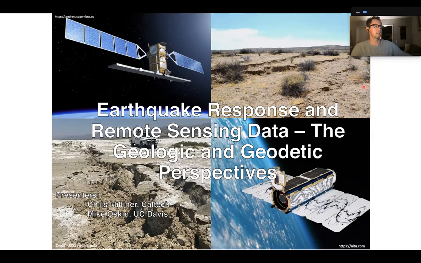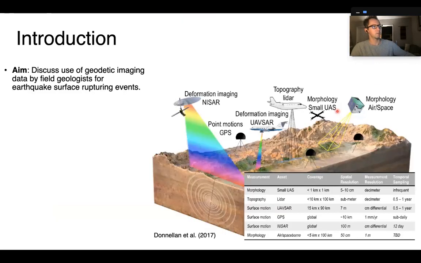I'll be co-presenting this session today with Mike Oskin, where we'll talk about the role of remote sensing in earthquake mapping response. So the aim of this talk is to discuss the use of geodetic imaging data sets that are used by field geologists for guiding and documenting surface rupturing events.